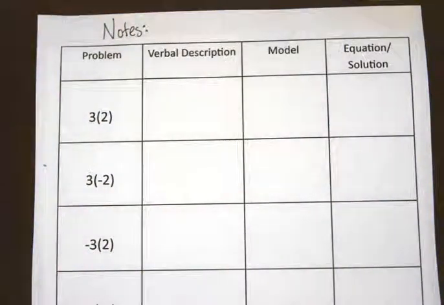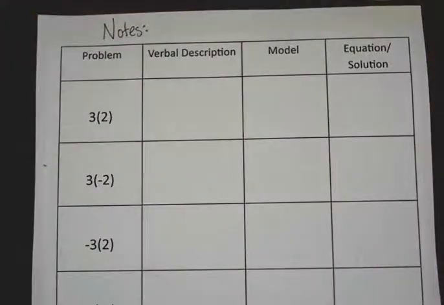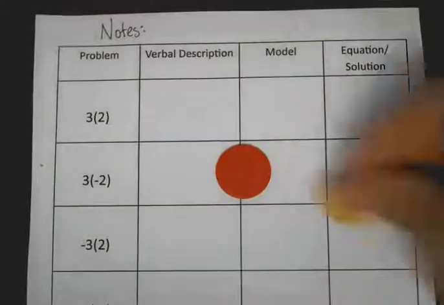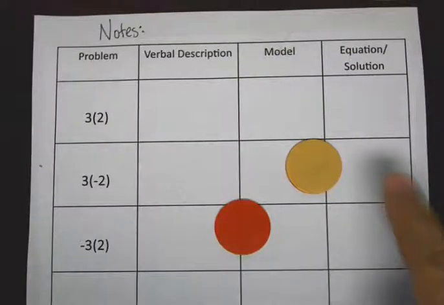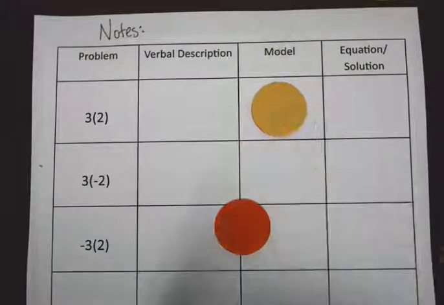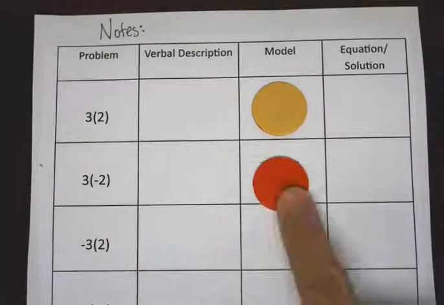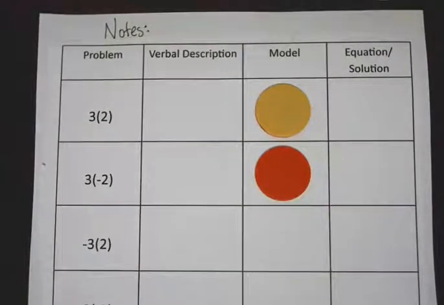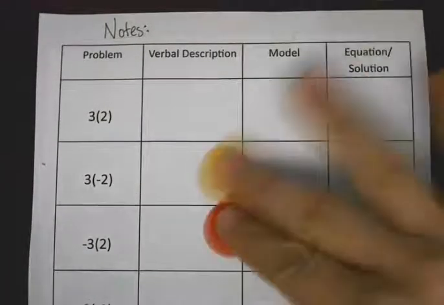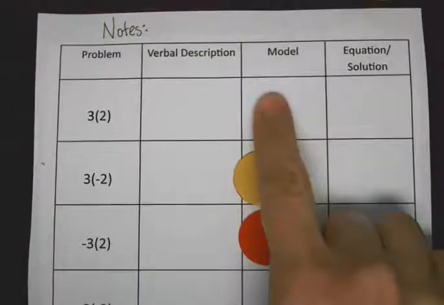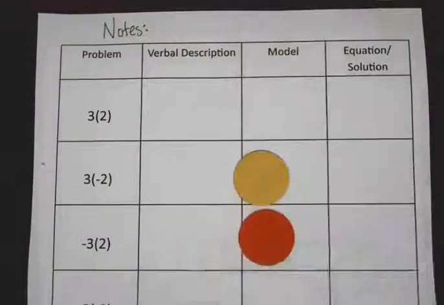Now when we are dealing with integers, sometimes we use these colored counters, and I would recommend using yellow as one positive and red as one negative. For today, we are going to use both of these and we're going to record our model here.